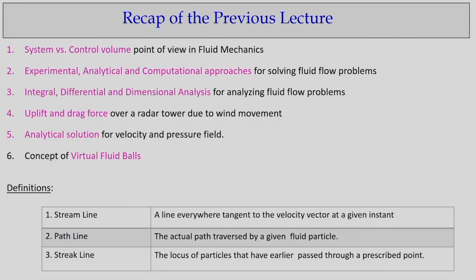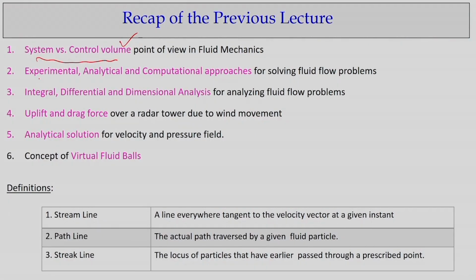Now let us recap. As of now, what we learnt is that we talk about either a system approach or the control volume approach to solve fluid mechanics problems. Whenever we solve fluid mechanics problems, as I said in the last class, we generally look for 3 fields: velocity field, pressure field, and the density field. But when your fluid is incompressible, then we just look for the pressure field and the velocity field. So these 2 fields we can get using 3 different approaches, as I discussed earlier.